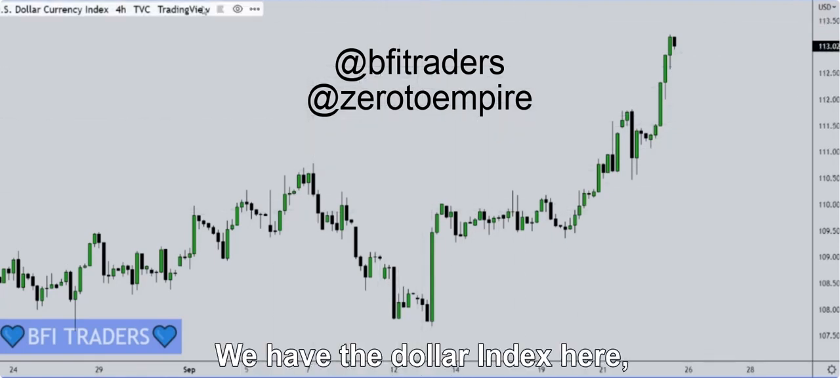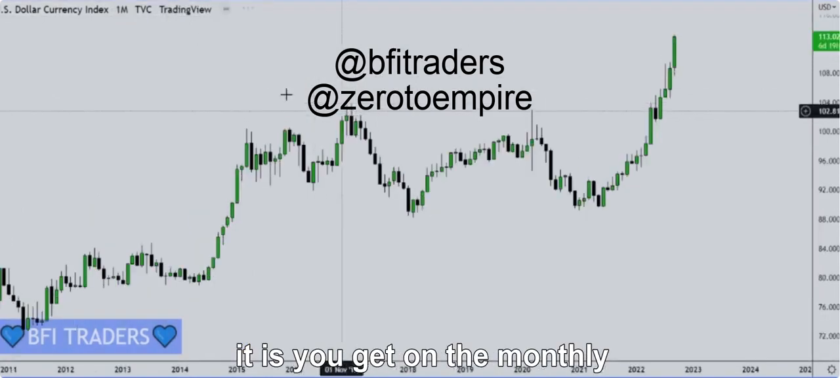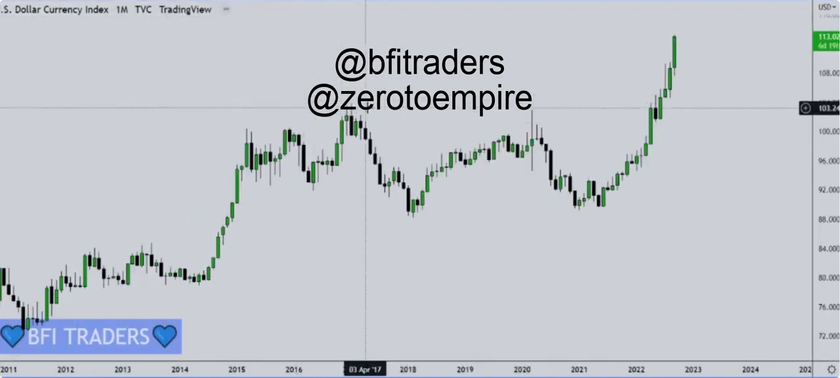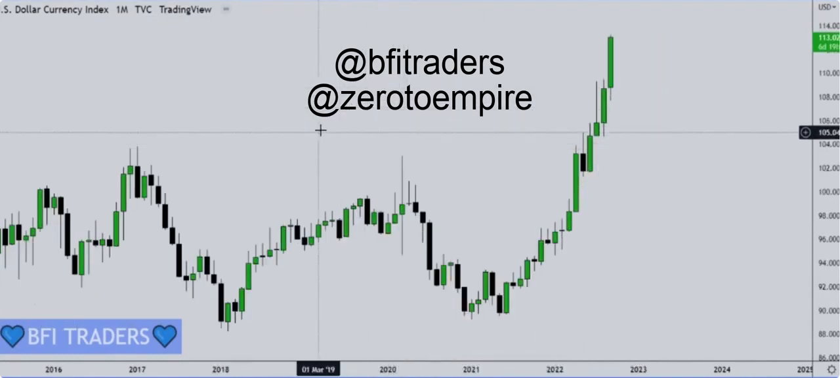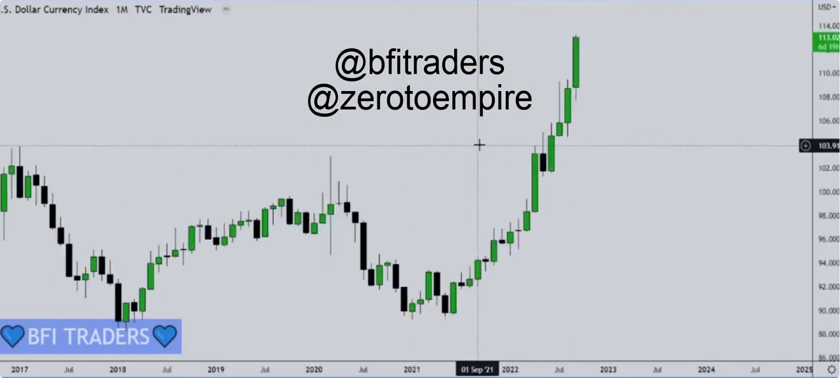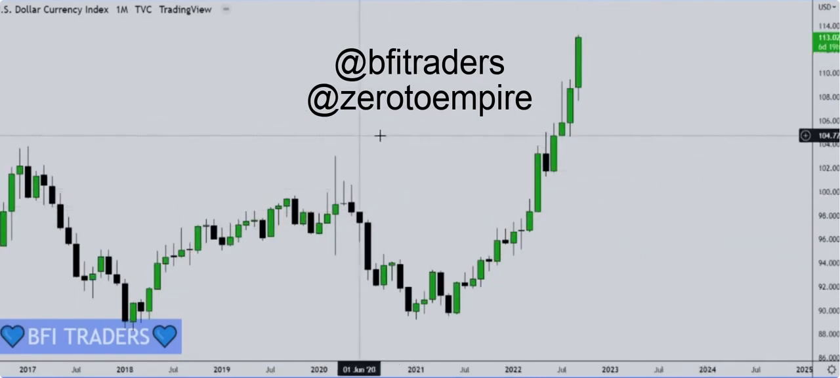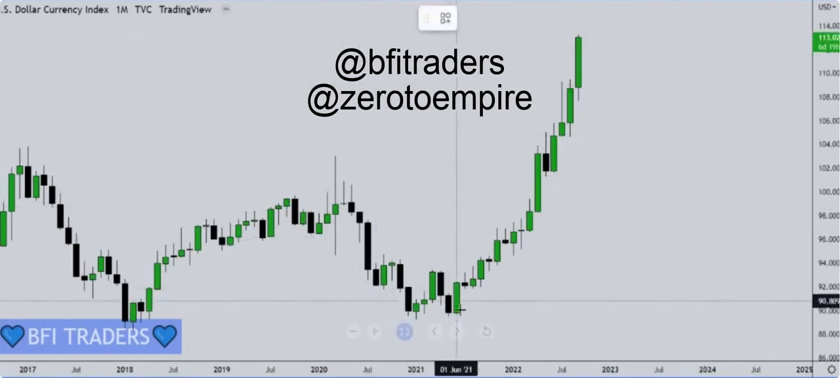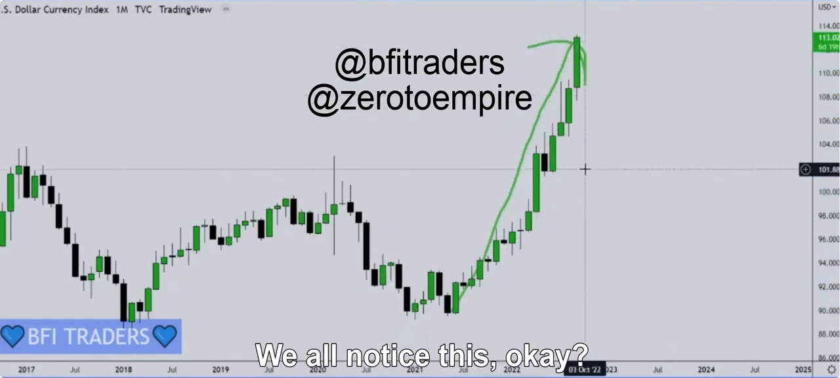We have the dollar index here. It doesn't really matter what the heck it is. You get on the monthly. Now, any rational person, trader, human, they get on the monthly, scroll a little, and here we are. We all notice this, okay?